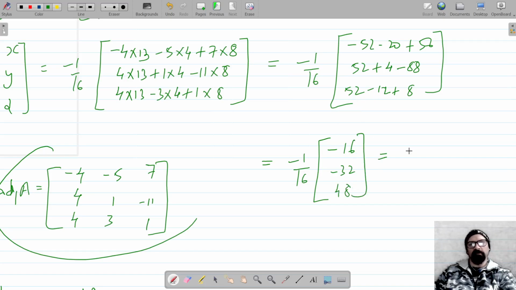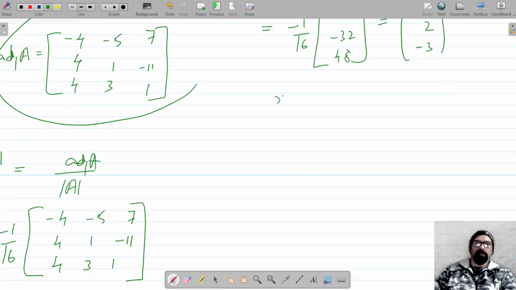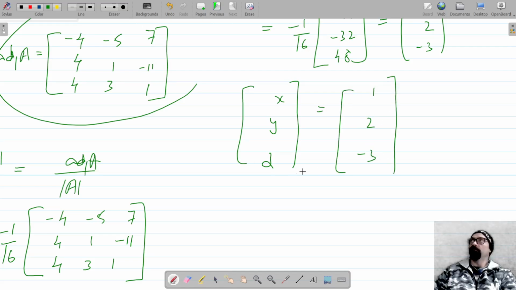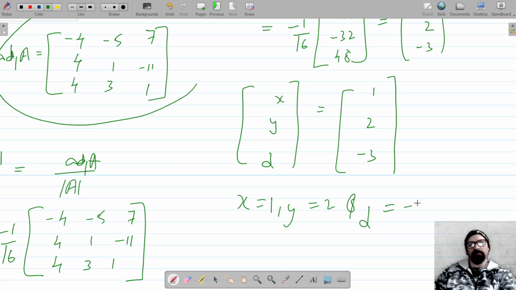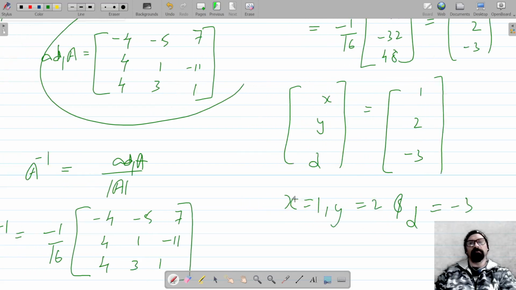Let's divide it with negative 16, which gives me 1, which gives me 2, and which gives me negative 3. So 1, 2, and negative 3 is the value of x, y, and z. So our x, y, z matrix is equal to 1, 2, and negative 3, which gives us x is equal to 1, y is equal to 2, and z is equal to negative 3.